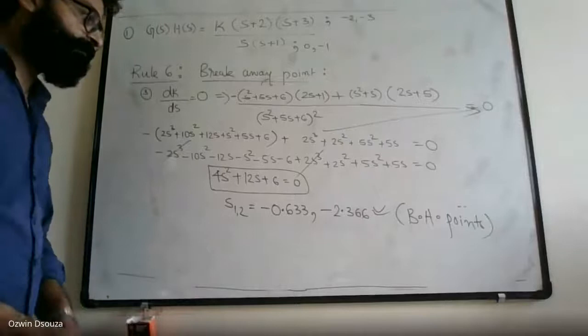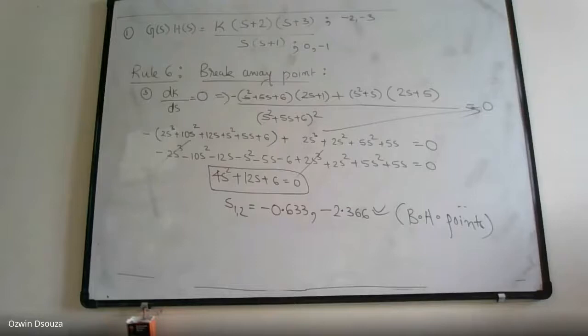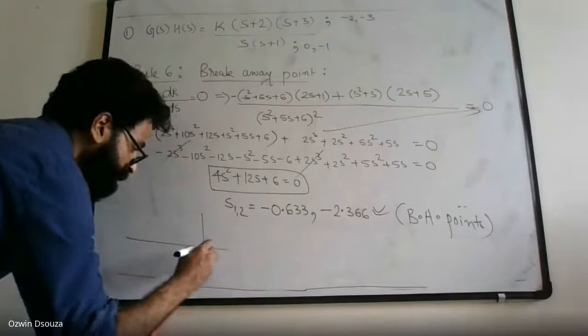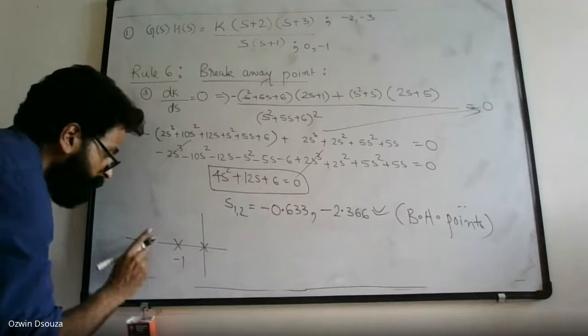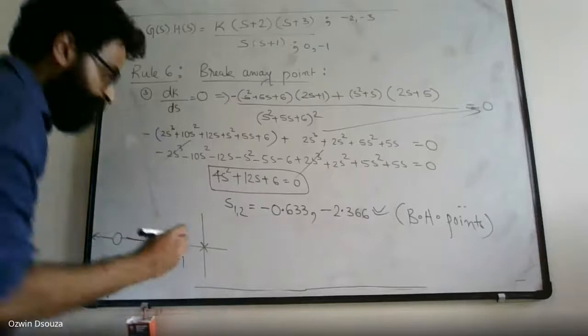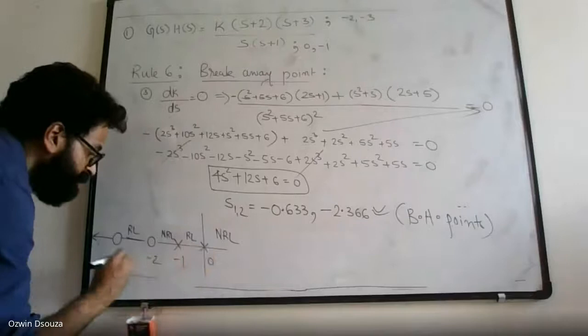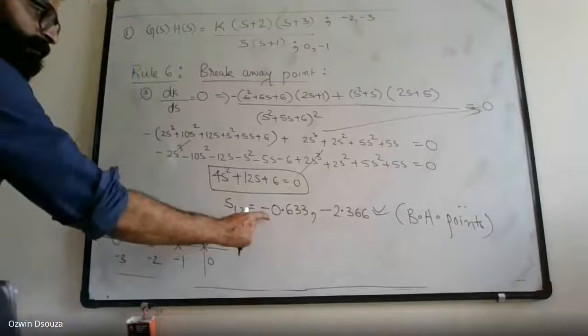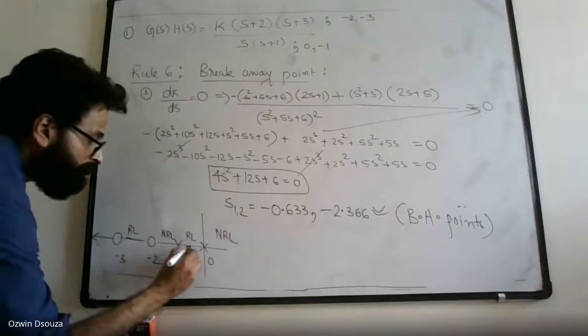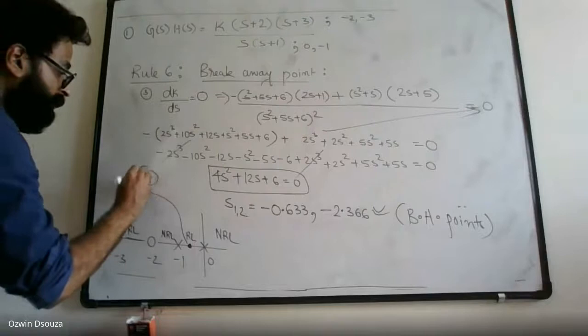So go back to rule 3, where you had predicted the existence of root locus. Minus 1, 0, and 0, and you had predicted that this is NRL, RL, NRL, and RL. This is 0, minus 1, minus 2, and minus 3. What is the first root breakaway point? Minus 0.6. So where do you find minus 0.6? Somewhere here. So this is your breakaway point 1, BA1.